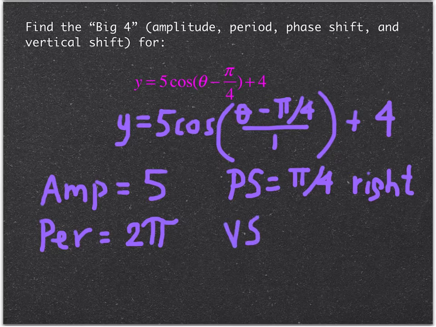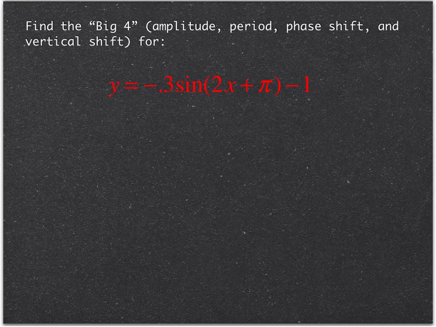And the vertical shift has something to do with this 4, of course. Since it's a positive 4, it's going to go 4 up. Kind of tricky, but we'll do another example. All right, this one's trickier.